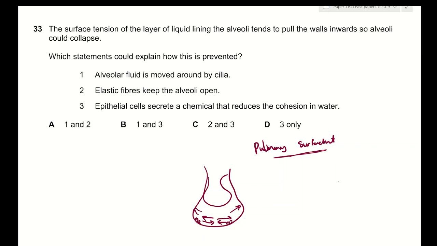Therefore, let's see the suggestions that we have here. One, alveolar fluid is moved around by cilia. This is incorrect. Alveoli don't even have cilia. Two, elastic fibers keep the alveoli open. This is incorrect. Three, epithelial cells secrete chemicals which reduce cohesion. Yes, this is correct. It's pulmonary surfactant, and the only correct answer must be D.